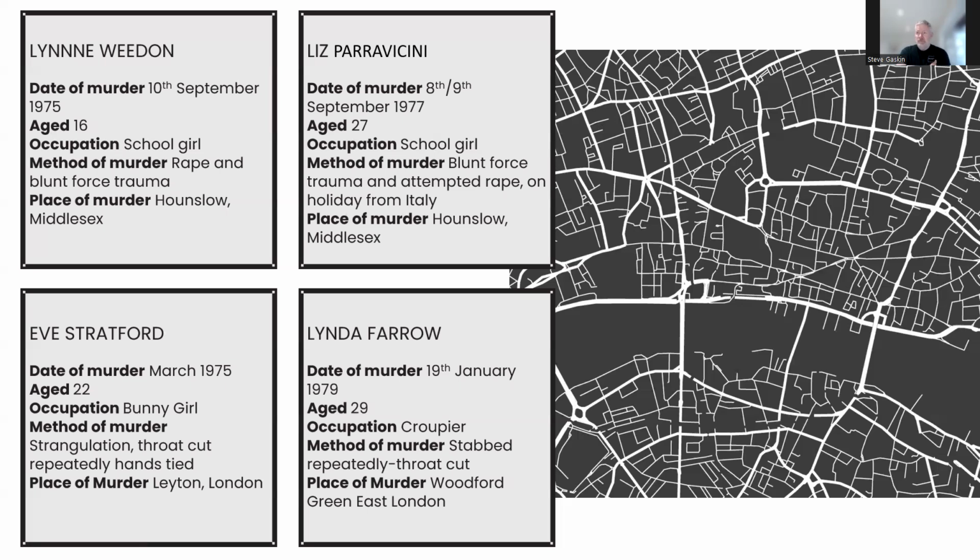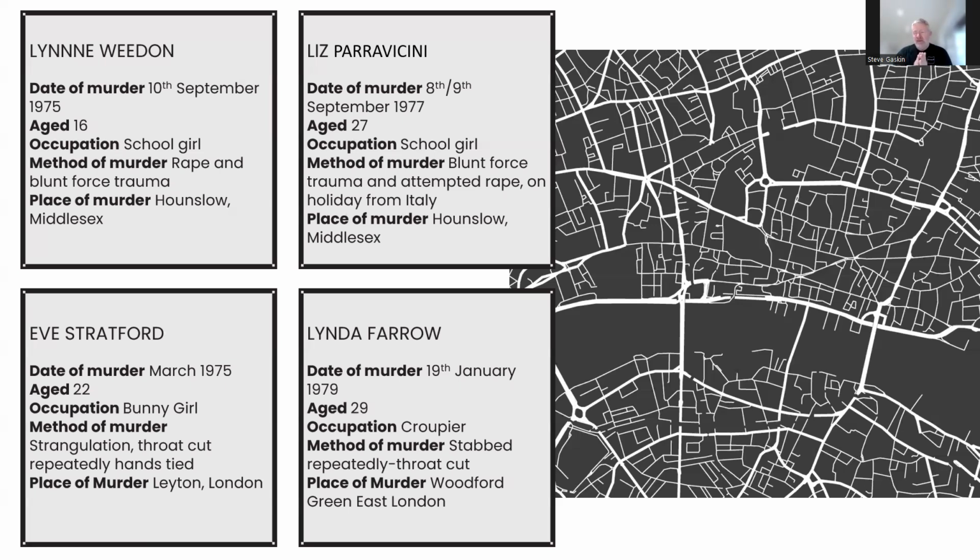She was a schoolgirl, and she had just got her GCSE results, and they were going to celebrate that. She was forced into a small electric substation, and she was raped and murdered. It was blunt force trauma. Jumping ahead a bit, this murder was in the London Borough of Hounslow in Middlesex.